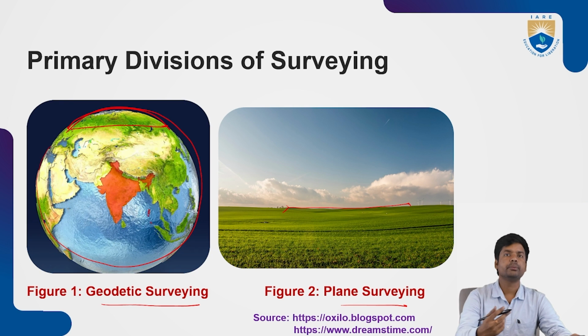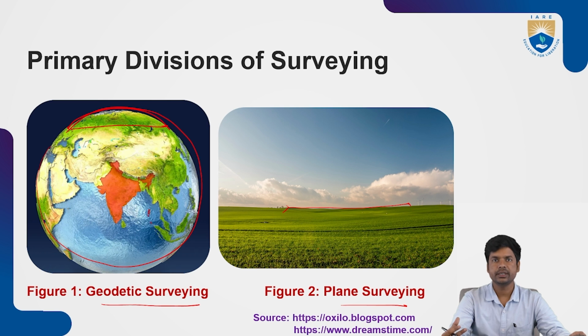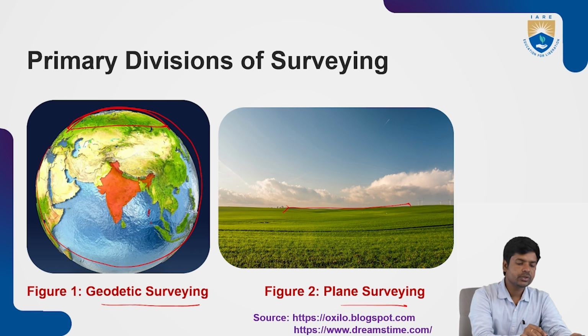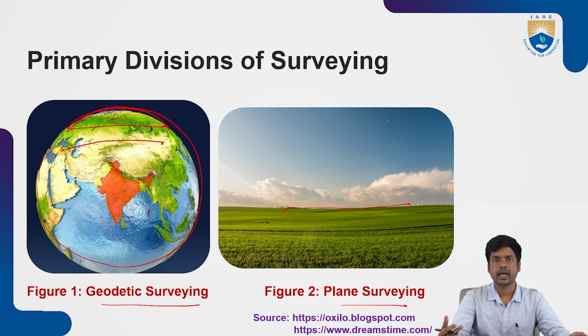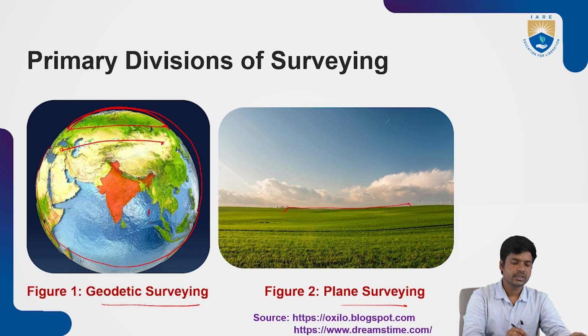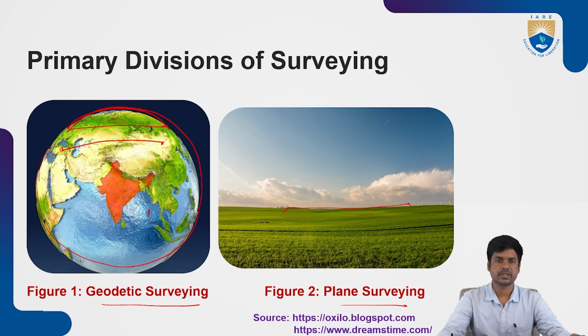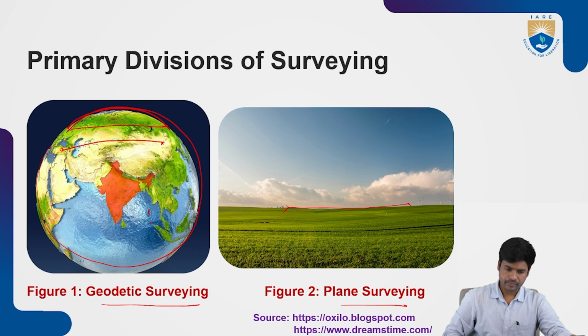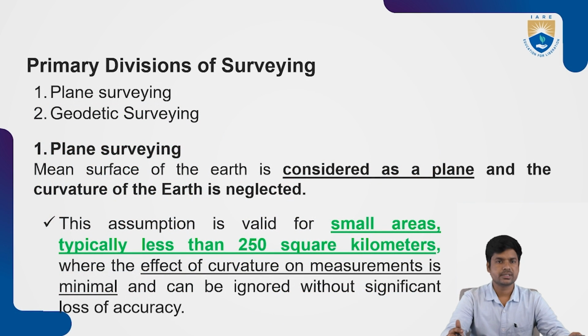Suppose you want to prepare a map of India or any country, the area will be very large, right? In that area, from here to here, if you want to prepare a map, then you need to consider the curvature, because that is going to define the area of the country and it is very precise. So these are the two divisions of surveying. In the geodetic surveying, we are going to consider the earth curvature, and in the plane surveying, we are not going to consider the earth curvature. So we will define these two divisions somewhat more precisely.